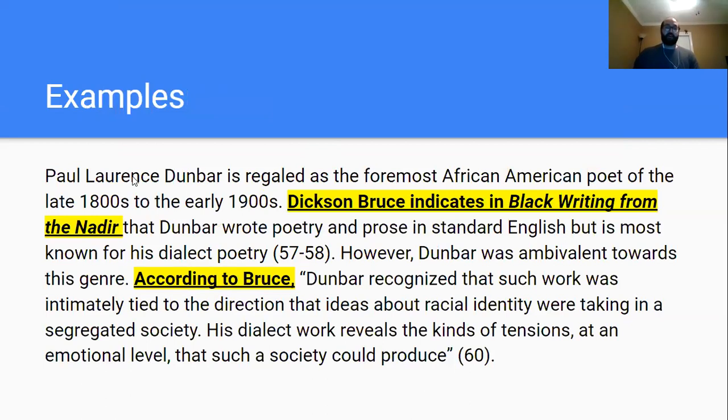Another example. Paul Laurence Dunbar is regaled as the foremost African-American poet of the late 1800s to the early 1900s. Dixon Bruce indicates in Black Writing from the Nadir. So you see highlighted here, it's the author's name and a verb, indicates, and then a source text, Black Writing from the Nadir, that Dunbar wrote poetry in prose and standard English. This is actually a paraphrase or a summary, but it applies for direct quotes, paraphrases, summaries. And then another signal phrase, according to Bruce, and then the quote. So again, according to works very well.